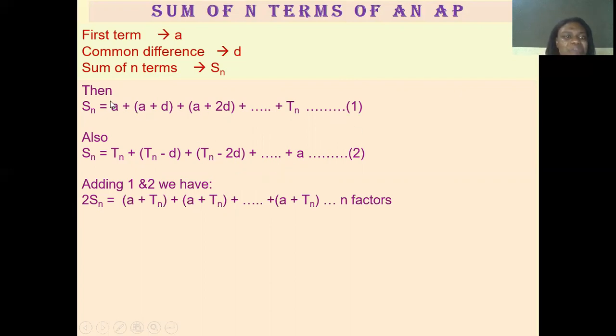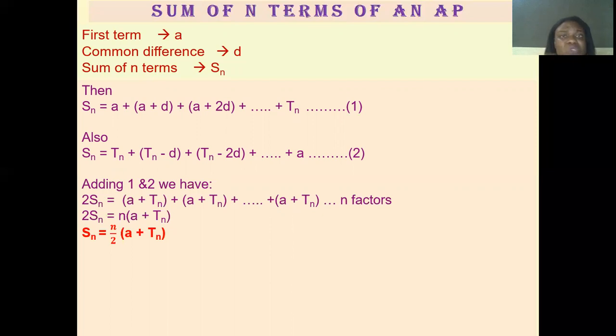But you can see something remains, A and T of n, A and T of n. Okay, so A plus T of n goes on and on for n factors. So we can write this as 2S of n equals n, since it's going to appear n times. We can write it as 2S of n equals n into A plus T of n. So if we divide both sides by 2, we should have S of n equals n over 2 into A plus T of n. Okay, now this is one formula for finding the sum of an AP that is very useful. You can decide to actually use this if you need to use it.